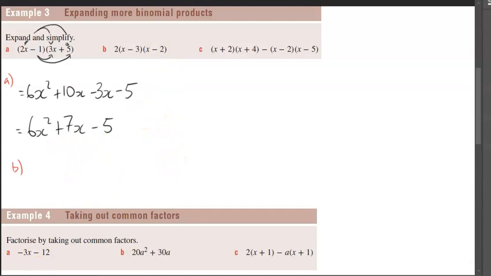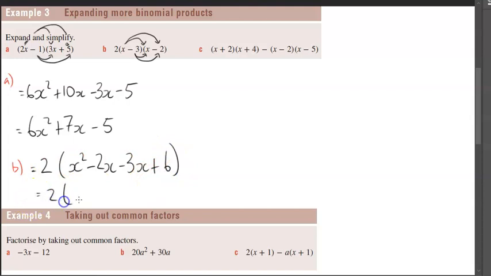Okay, so with this one here, just going to remember to draw the arrows. So this is equal to, we'll have the 2 tagging out the front, x times x, which is x squared, x times negative 2, which is negative 2x, negative 3 times x, which is negative 3x, and negative 3 times negative 2, which is positive 6. Now we can just tidy this up a little bit. x squared minus 2x minus 3x, which is minus 5x, plus the 6.